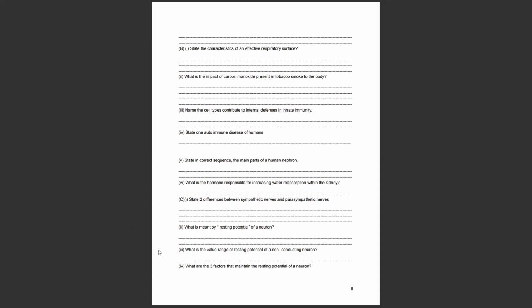Next one, Roman number 3. What is the value range of resting potential of a non-conducting neuron? Negative 60 millivolts to negative 80 millivolts. 1 mark. Next one. What are the 3 factors that maintain the resting potential of a neuron?